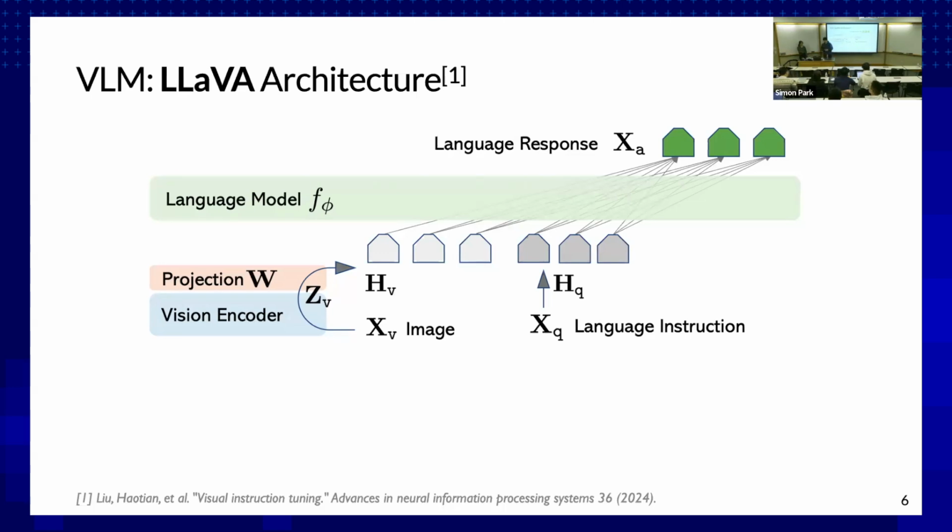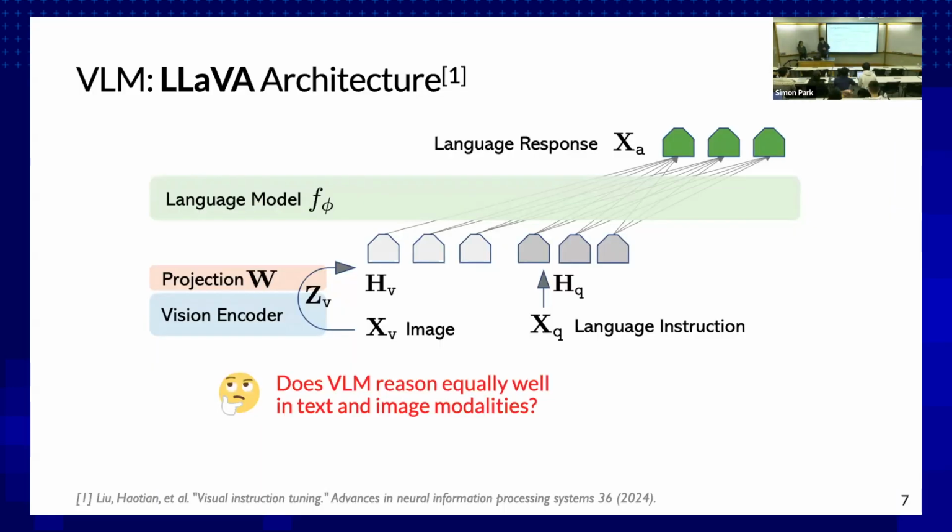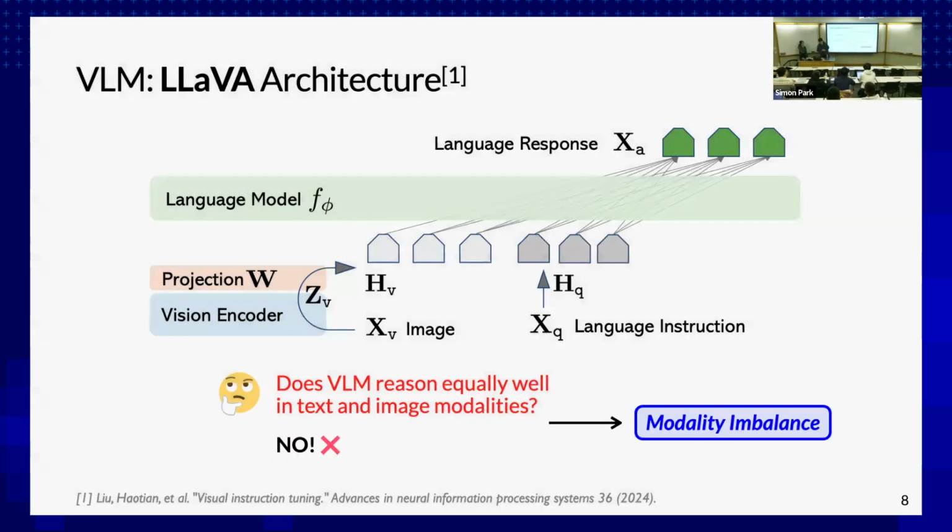This has been known to work well in general, but people have been questioning, do these VLMs reason well on both the text side and the image side? And the answer is no. A lot of recent works have shown that there is some modality imbalance, where the models don't perform as well on image inputs.